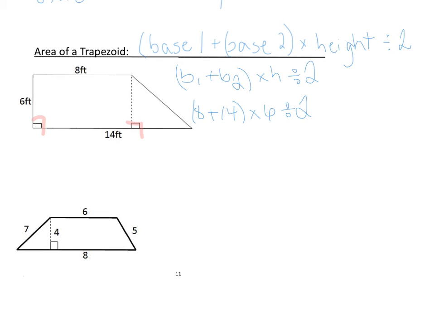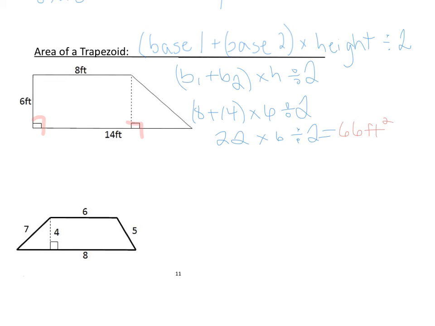Notice I wrote the formula and then I filled in my numbers. So what we are actually doing is saying 22 times 6 divided by 2. And we end up with 66 feet squared.